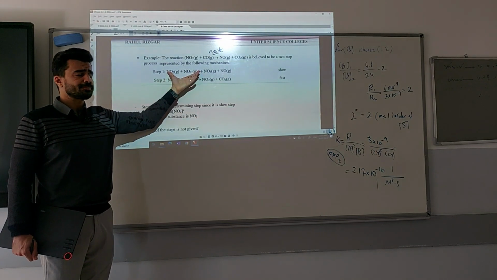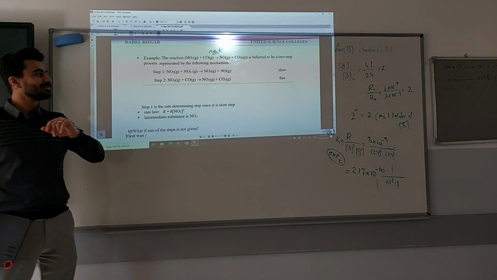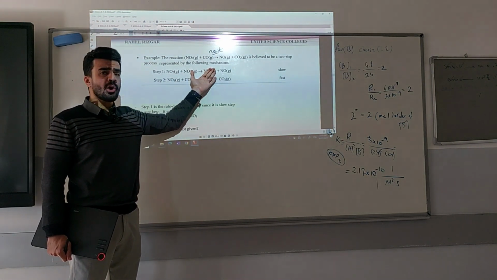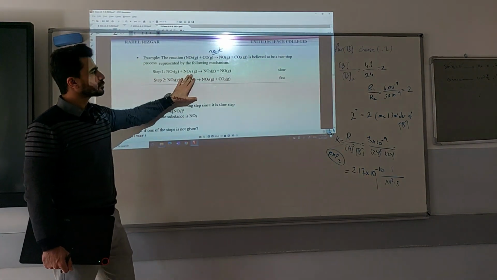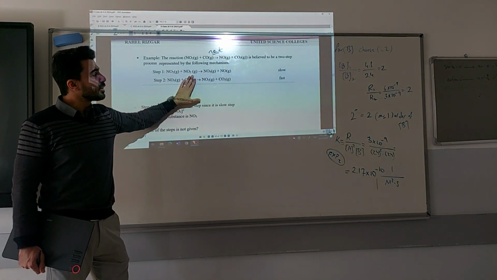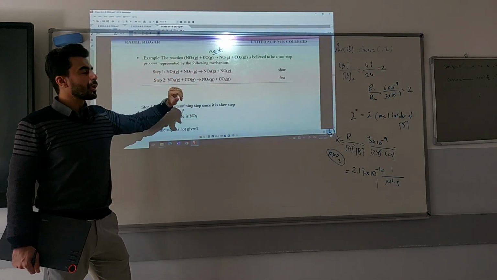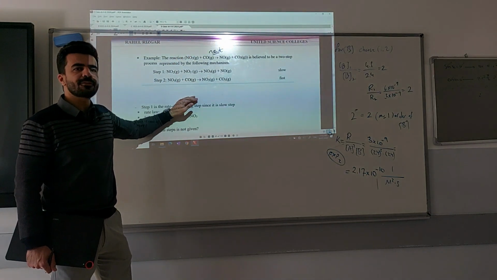This reaction has two steps, slow and fast. Slow and fast, okay? Now, in the slow is given, the fast is also given. We have the net, but what if we don't have the net? How can you make the slow and the fast give you the net?